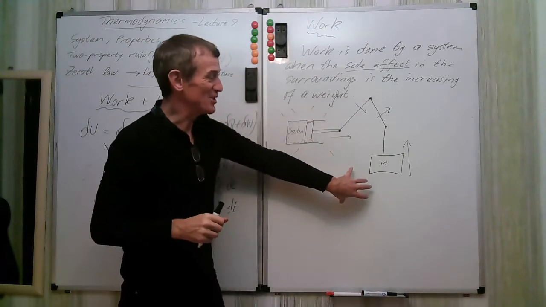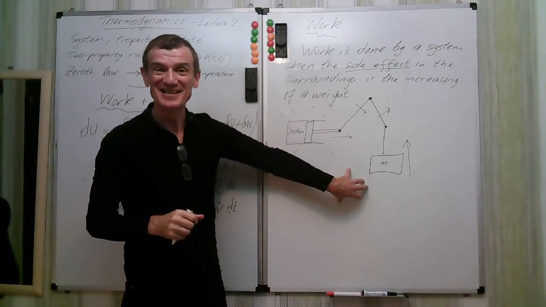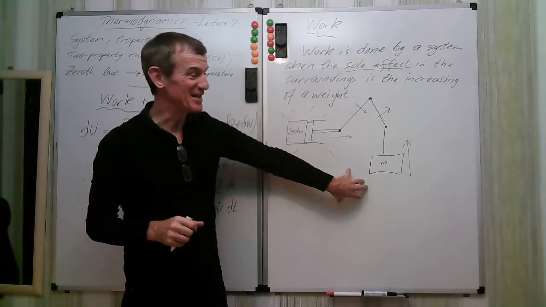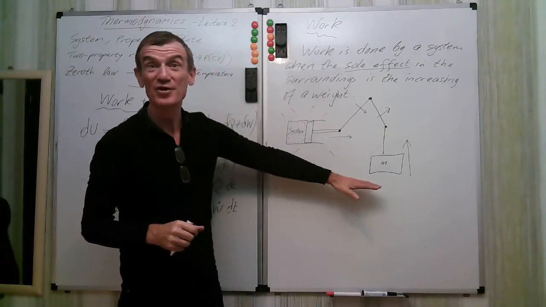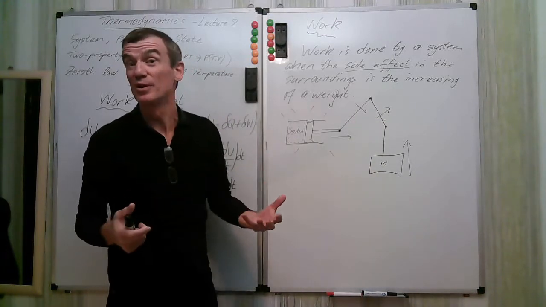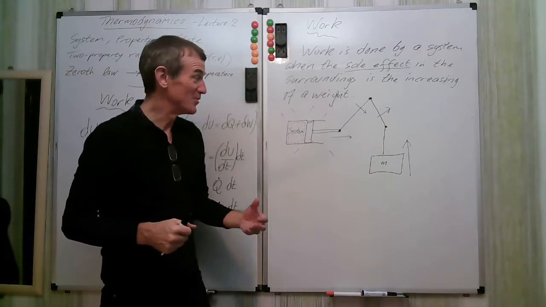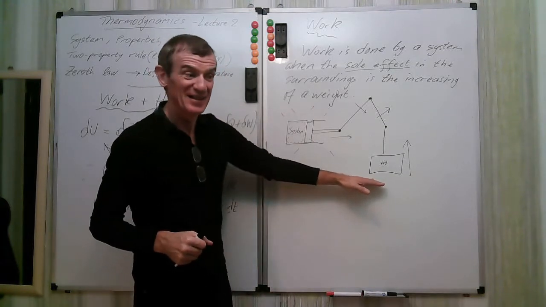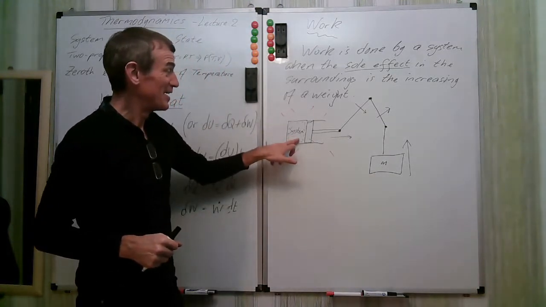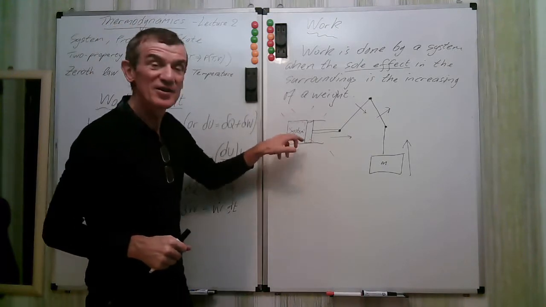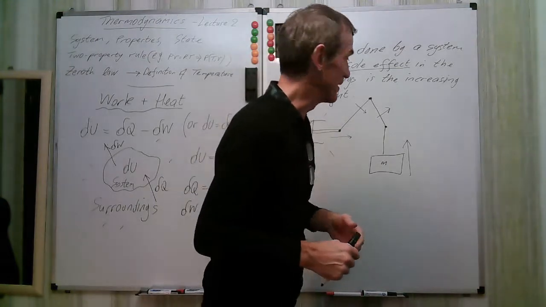Now, looking at the surroundings, what we can say is that the surroundings have gained energy. That's for sure, and it's gained energy because we can see this increase in weight, which we could use to do work with. So the energy of the surroundings has certainly increased, and the system must therefore have lost energy in terms of work, that's for certain, in doing that.